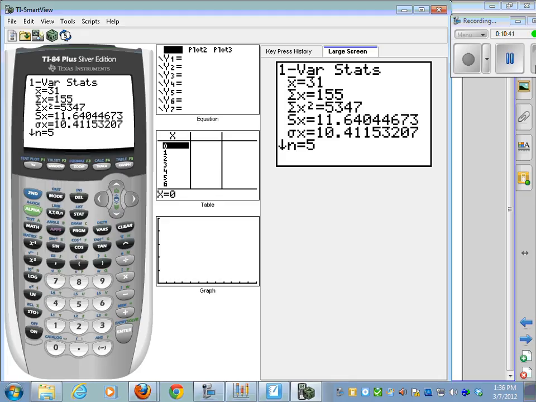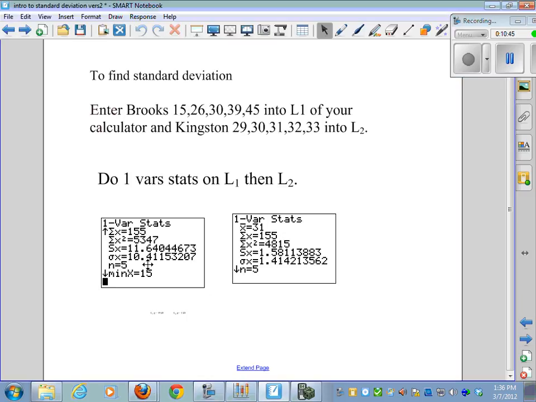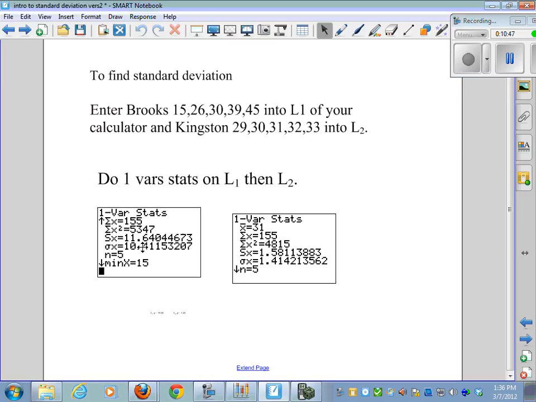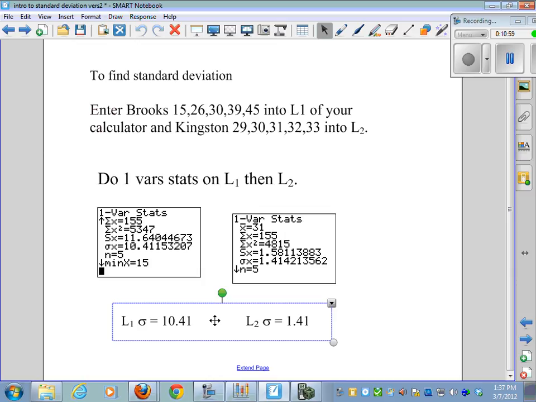Second function. Okay, so what we've got here is the one variable stats. I think I've already got them up here. Yes, I do. So you should have got an SX of 11.6 and a funny looking σx of 10.41. The value that we are interested in is this one here. That is the standard deviation, the one that looks like this. It's a sigma, an O with a sort of a line coming out the top.